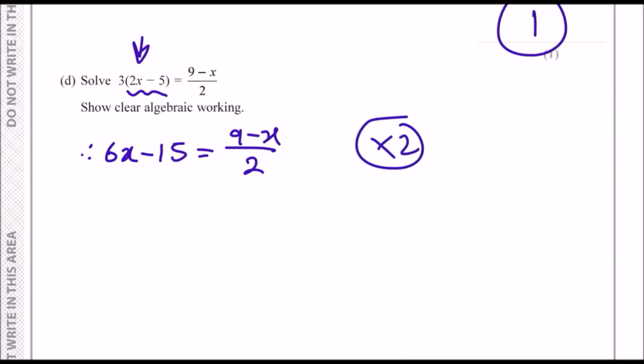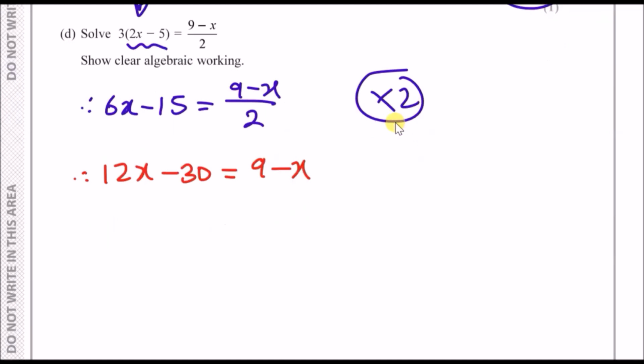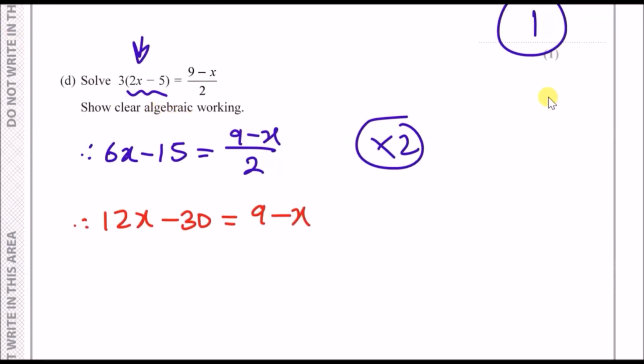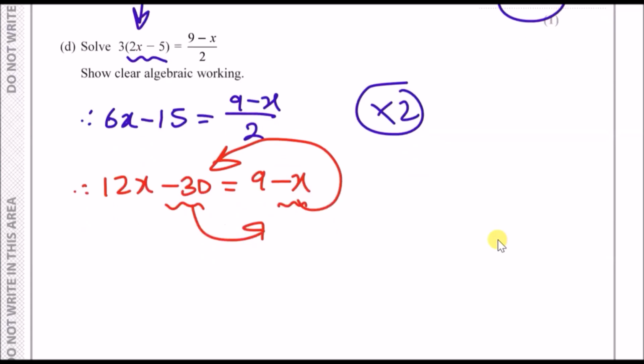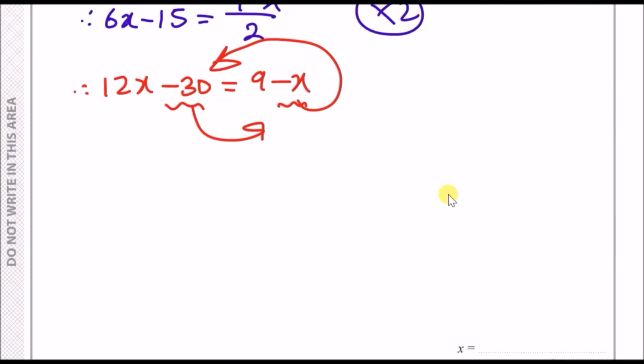So that clears automatically. When you do that, this is going to go, and now we're going to get 12x minus 30 equals 9 minus x. And that's it. So the fraction is cleared. Now this is just a case of moving things into the right place. So to solve for x, all you've got to do is move all the x terms to one side and the non-x terms to the right. So I'm going to move minus x across, and I'm going to move minus 30 to the right. Doing it carefully, if we add x across, we're going to get 13x. If we plus 30 across, we're going to get 9 plus 30, which is 39.